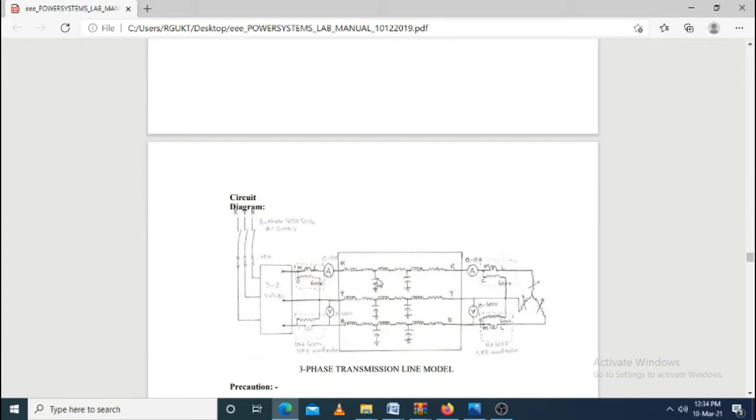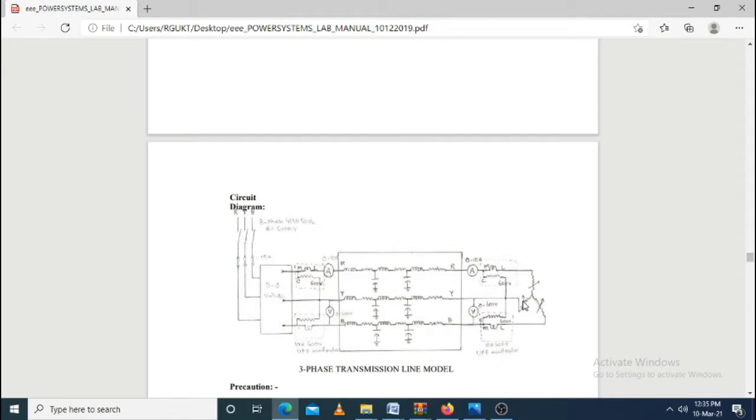Each LC section represents 40 kilometers. There are a total of 10 sections in our laboratory, so the total is a 400 kilometer transmission line simulation model. At the receiving end, we also connect an ammeter and a wattmeter with the MC shorted, and the resistive load is star connected. The maximum rating is 5 amperes.